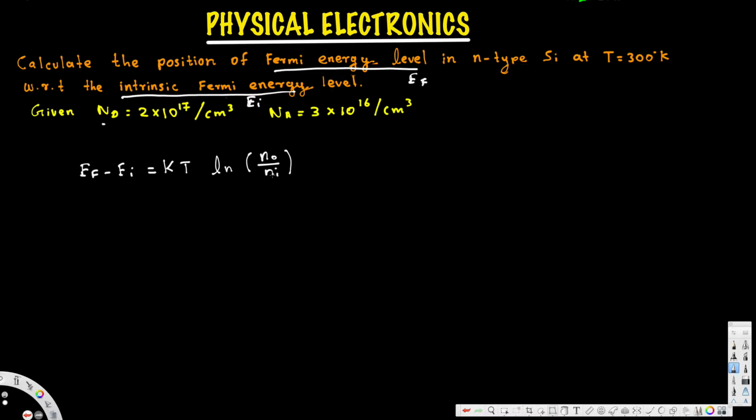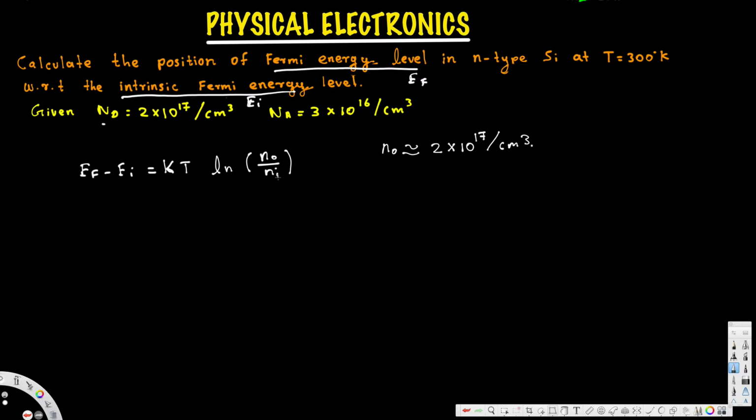Okay, here we have intrinsic concentration, and also we have intrinsic energy level and Fermi energy level. So from this one we can find the location of the Fermi energy level with respect to intrinsic Fermi energy level. Now K is nothing but the Boltzmann constant, T is temperature, NO is number of electrons. Here we have the number of donors given, donors added, so we can approximate NO as approximately equal to 2 times 10 to the power of 17 per centimeter cube. So this is going to be the NO value.